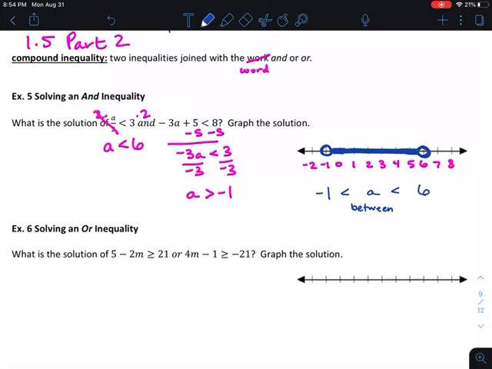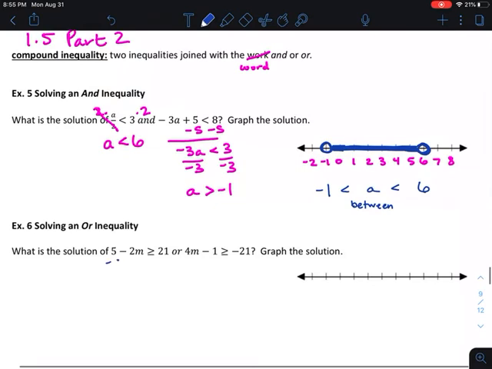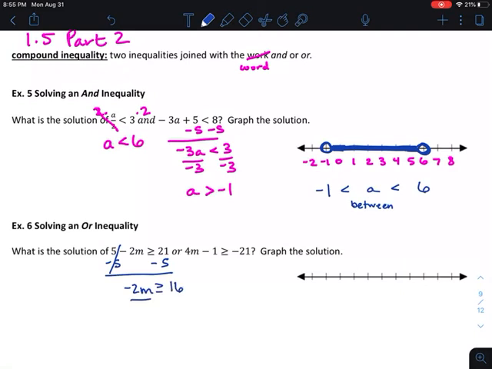All right, so what is the solution of 5 minus 2m is greater than or equal to 21, or 4m minus 1 is greater than or equal to negative 21, and we'll graph our solution. Let's start with the first inequality. We get rid of the 5 by subtracting 5. We're left with negative 2m is greater than or equal to 16. Dividing by a negative 2, we switch our inequality sign, and 16 divided by negative 2 gives me negative 8. I have the word or. Let's solve the next one.